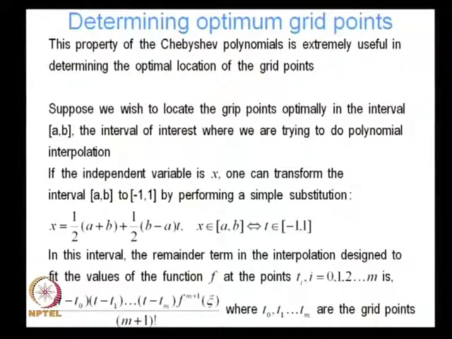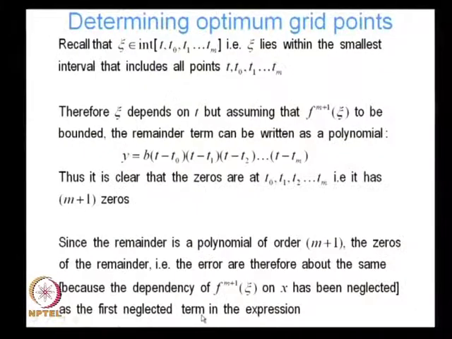Suppose we wish to locate the grid points optimally in the interval of interest where we are trying to do a polynomial interpolation, and that interval may be a b, but by doing a suitable transformation of variables like this, we can transform that into -1 1 and x becomes t, right. And I know that in this interval the remainder term in the interpolation is like this. This we have seen earlier, right, t minus t0, t minus t1, up to t minus tm, f m plus 1 xi divided by factorial m plus 1, where t0, t1 through tm are the grid points.